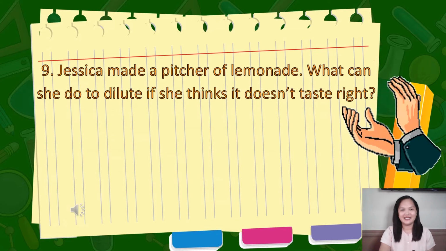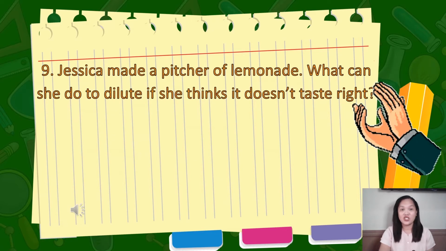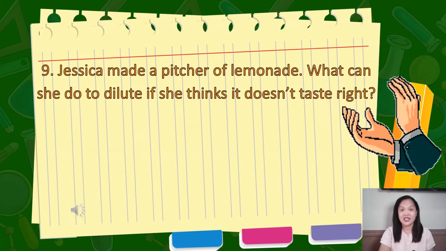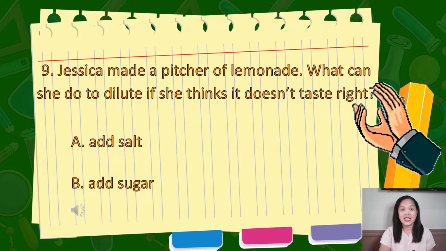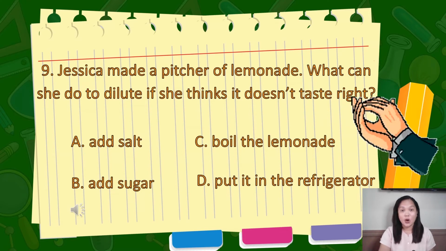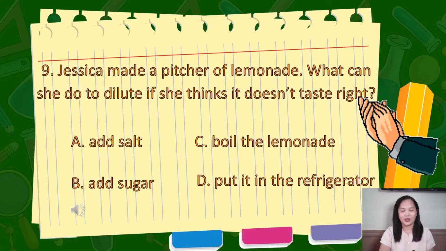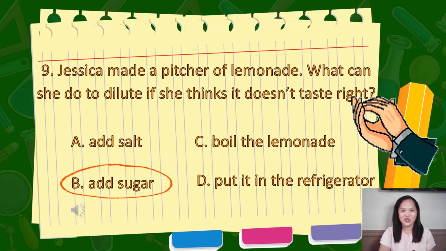Number 9. Jessica made a pitcher of lemonade. What can she do to dilute if she thinks it doesn't taste right? A. Add salt, B. Add sugar, C. Boil the lemonade, D. Put it in the refrigerator. The answer, letter B. Add sugar.